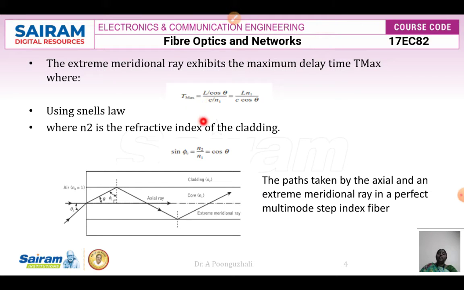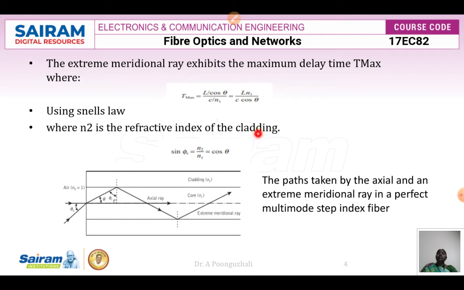So T max is nothing but, if I look at this, this is going to be your hypotenuse. Here in this case, this is going to be your opposite side, and this is going to be your adjacent side. So we can write the distance as L by cos theta, and the velocity is C by n1. If I simplify it, it is L n1 divided by C into cos theta.